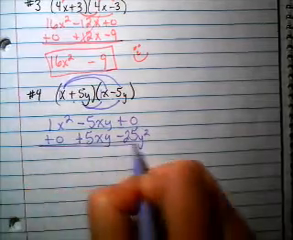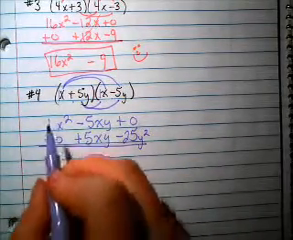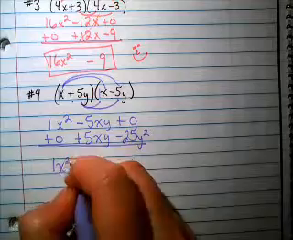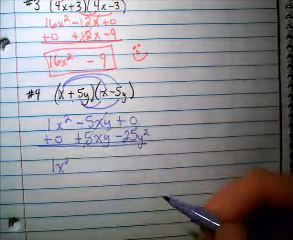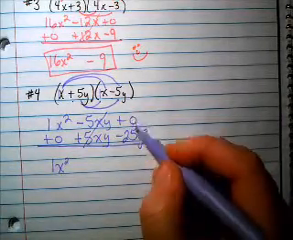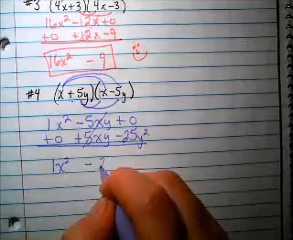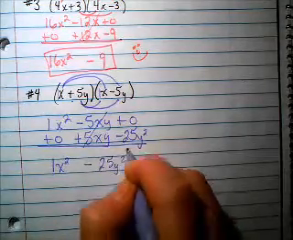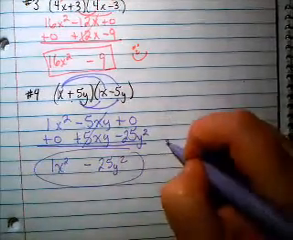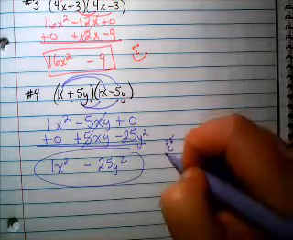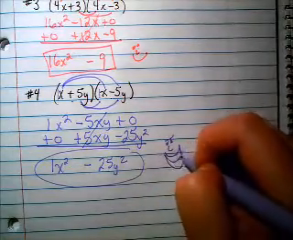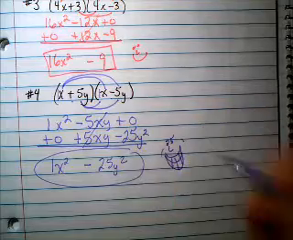Add 0 for placeholders and bring your answer down. That'll be 1x squared. The middle term cancels out, and the third term will be minus 25y squared. If you got all these correct, then this is where you get a big grin for being awesome.